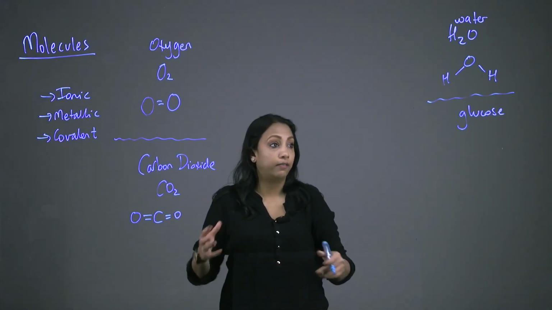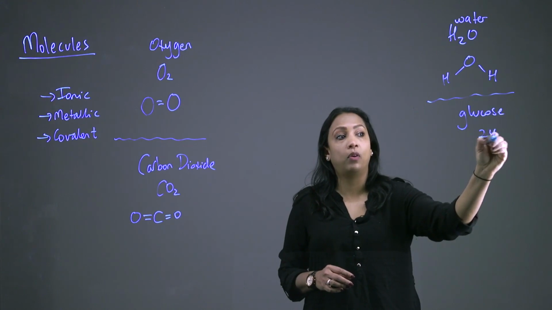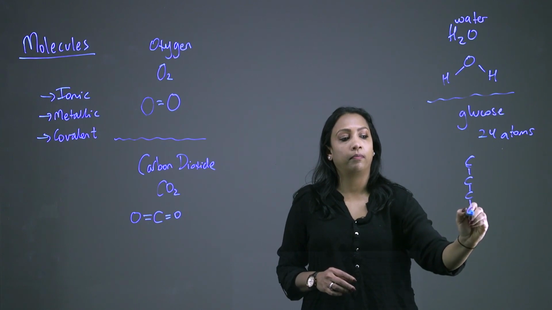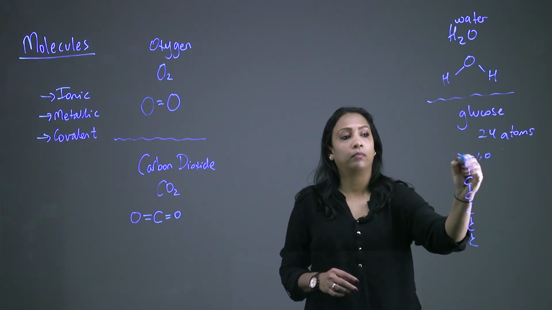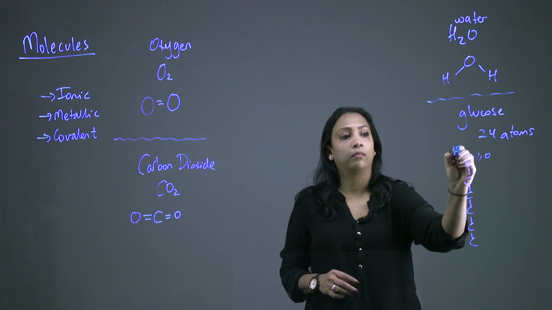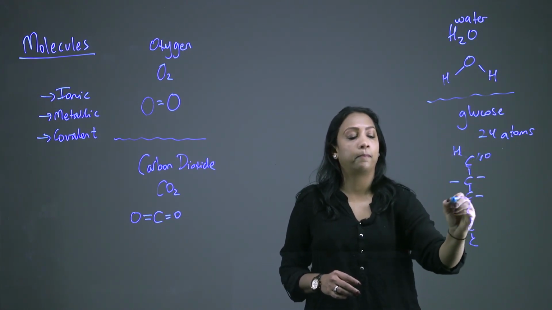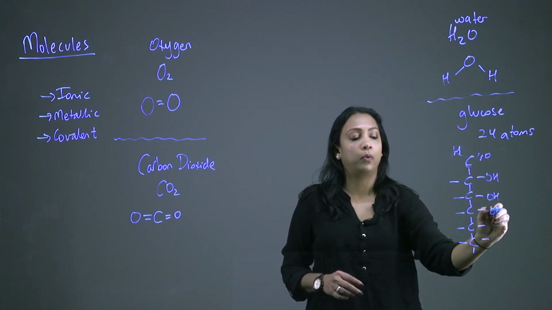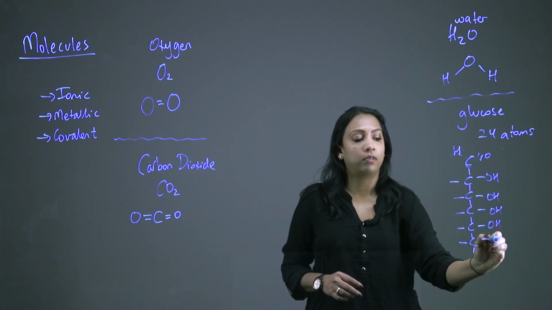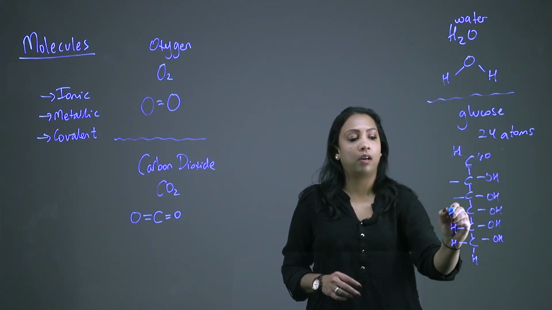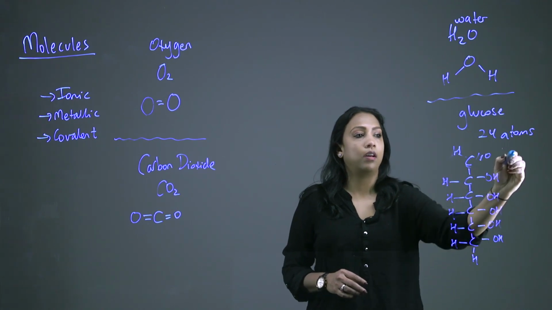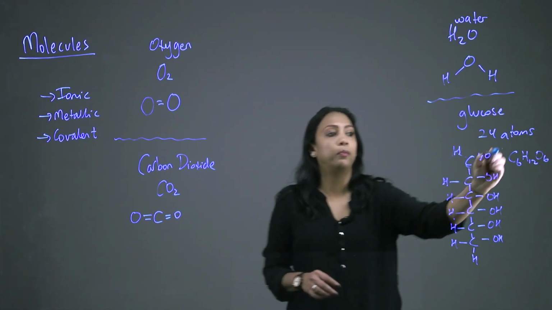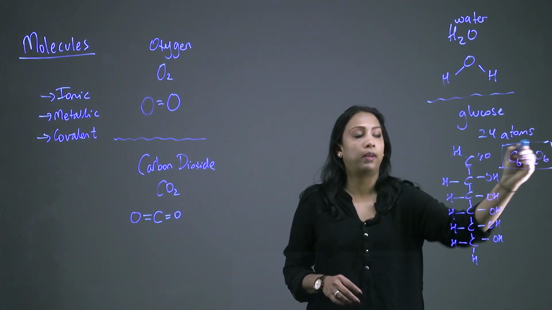Glucose is actually a very large molecule made up of 24 atoms. And we can draw glucose like this. So we can see that glucose has a number of OH groups, otherwise known as hydroxyl groups, 6 carbon atoms, 6 oxygen atoms, and 12 hydrogen atoms. So the formula for glucose is C6H12O6.